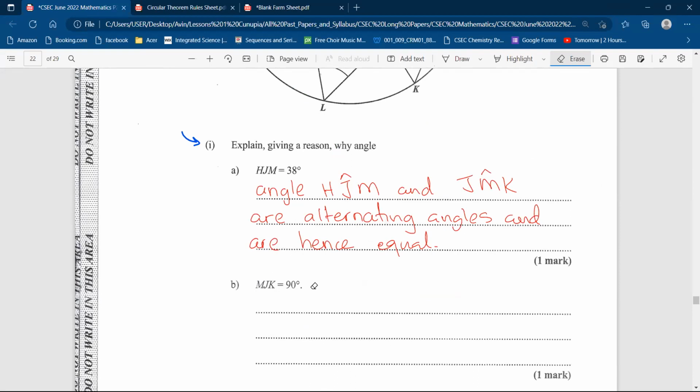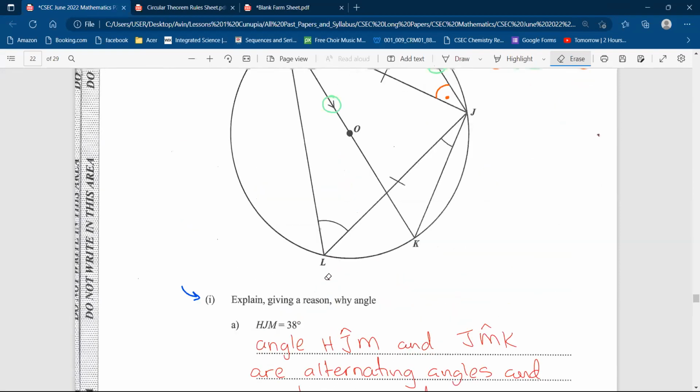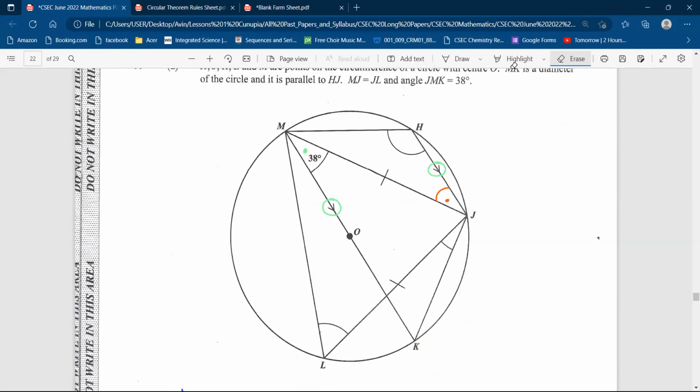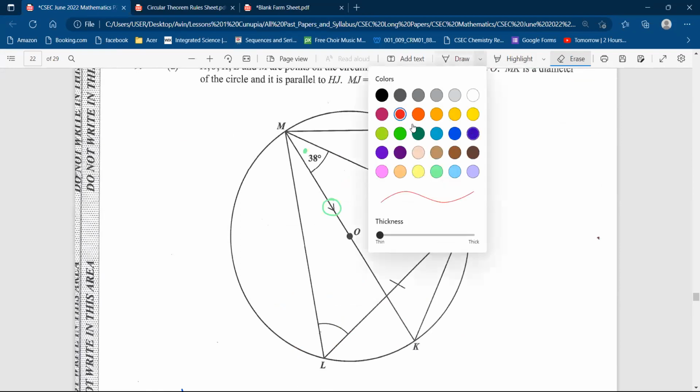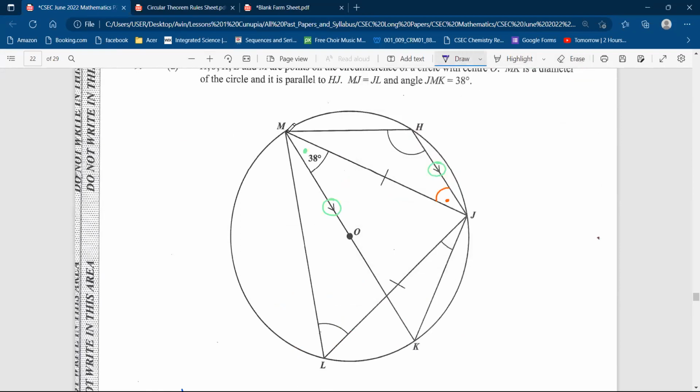So let's scroll up and identify MJK. So MJK would be where? J, and we're going down to K. So it's this entire angle here. They want you to prove that this entire corner is 90 degrees.